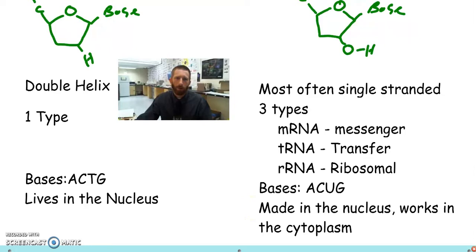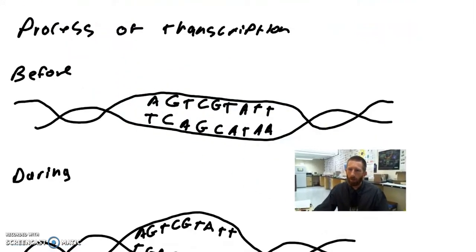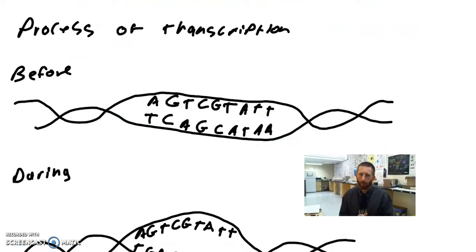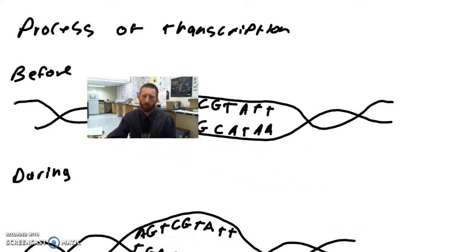So now let's go to the process of transcription. So go ahead and write this down. We're going to use the same motif that we did with DNA replication, the before, during, and after. Before, the DNA looks the same. I even used the same sequence that we did before. Our base pairing rules still apply. All is right with the world.